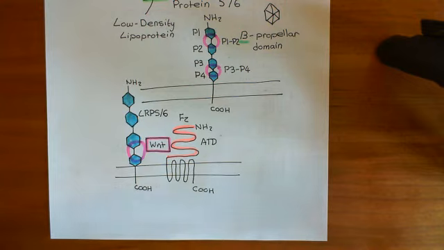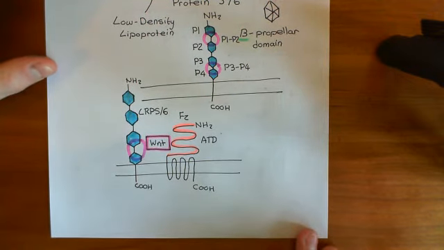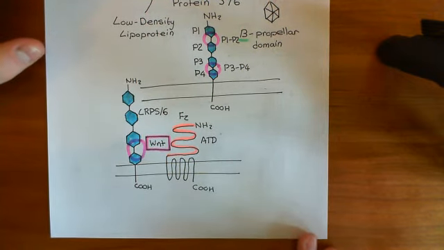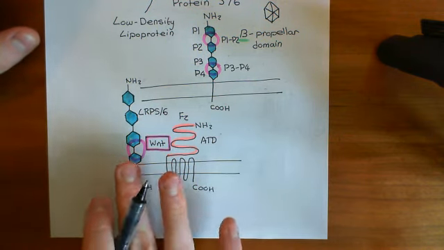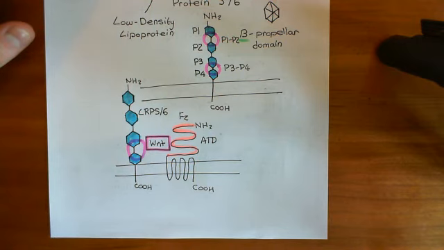We will call it there for this video, and in the next video we'll discuss what the dimerized Frizzled receptor and LRP5/6 protein are now going to do.